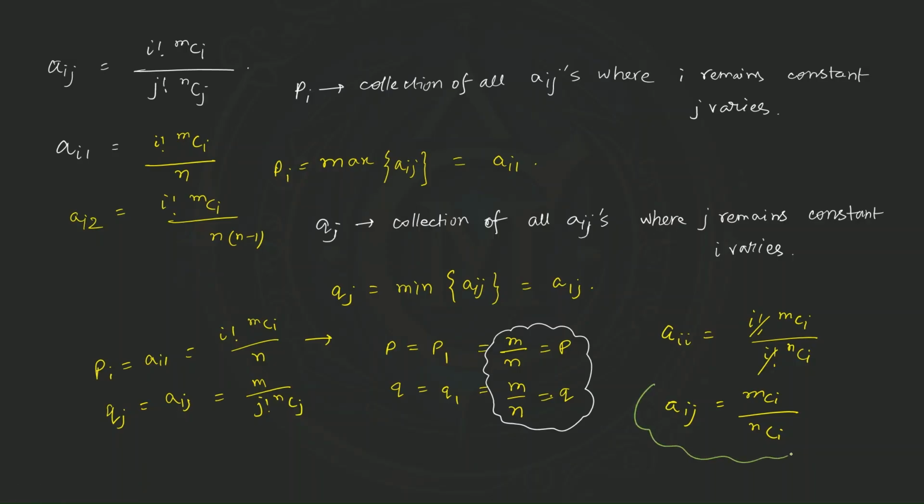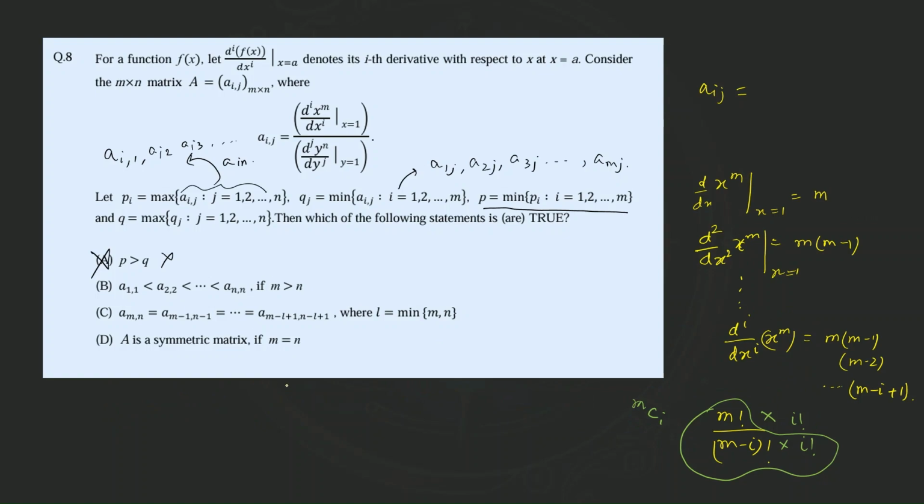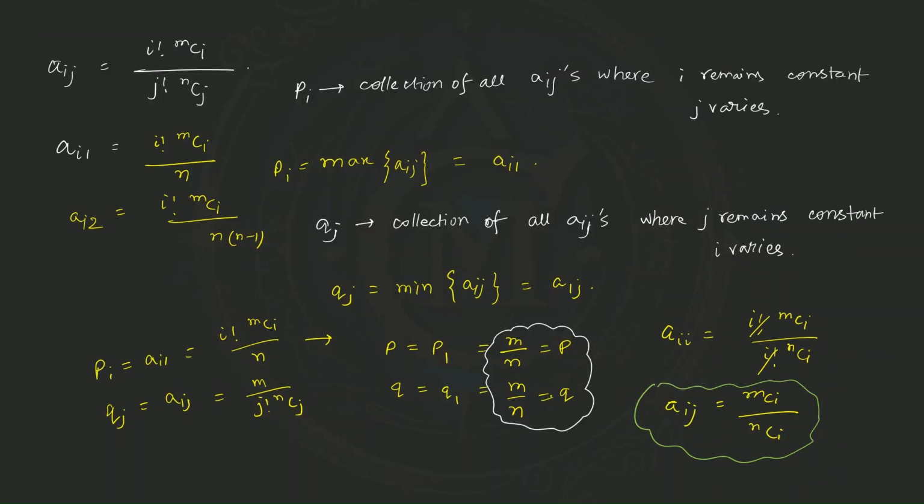Now think about this. If m is greater than n, according to the given option in the question, that means mci will always be greater than nci, right? Because we know this binomial coefficient ncr is an increasing function with respect to the variable n. For example, 3c2 is equal to 3, but if we take 4 instead of 3, we get 4c2 equal to 6. So if m is greater than n, mci is always greater than nci.